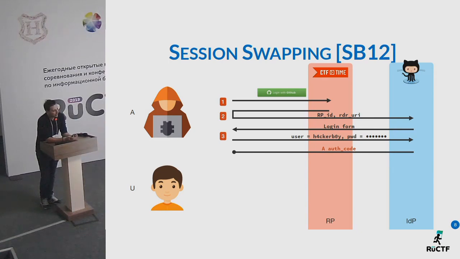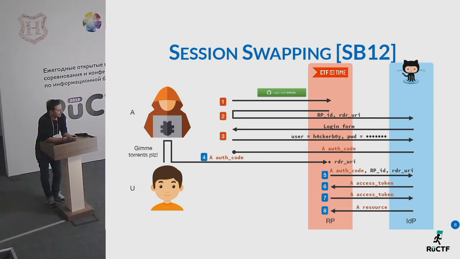Here, the goal of the attacker is to force the user browser into authenticating under the attacker's account, so not using his own account. It works like this. The attacker starts the protocol, authenticates using his credentials, and obtains a valid authorization code. Then suppose that for some reason I'm contacting the attacker's website, maybe because he's hosting a website with the torrents of my favorite TV series, and instead of providing me torrents, the attacker redirects me to the redirect URI of CTF time. This message includes the authorization code that he obtained previously.